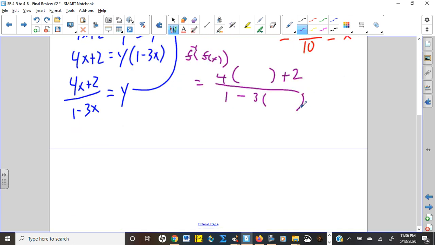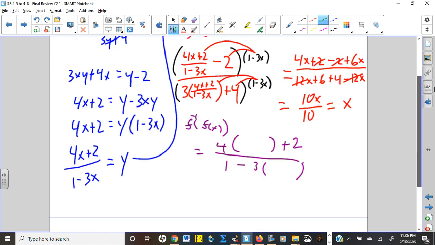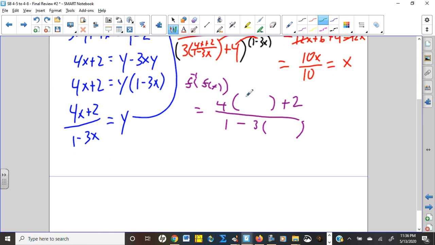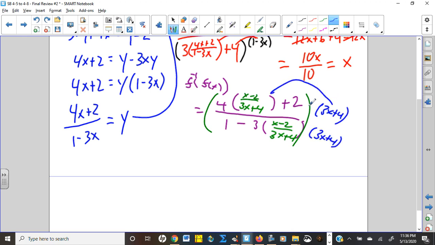Now that something I'm putting in is going to be the original f function, which is x minus 2 over 3x plus 4. So x minus 2 over 3x plus 4, in each place. I don't like having complex fractions, fractions within fractions, so I'm going to take that denominator, the 3x plus 4, and multiply by both the top and the bottom. I've got to distribute here and here.